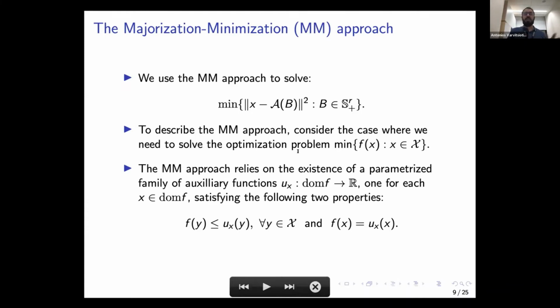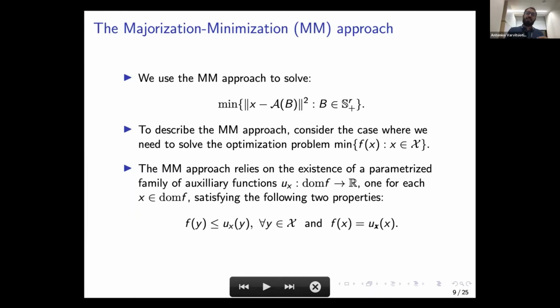is a very generic method for solving an optimization problem. Let's say you want to minimize f over some set script x. If you want to apply the MM approach, you need to find a family of so-called auxiliary functions, let's say one for every x in your domain. The auxiliary functions need to satisfy two things. The first is the domination property: the auxiliary function needs to lie entirely above your function f. So f of y is upper bounded by u_x of y for every y.